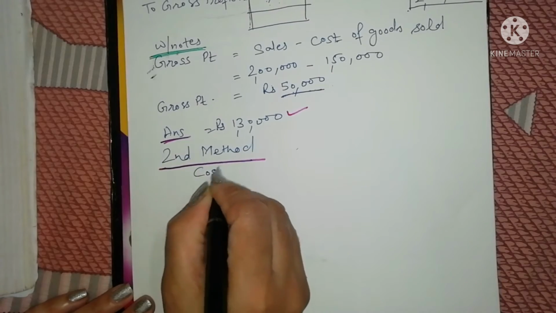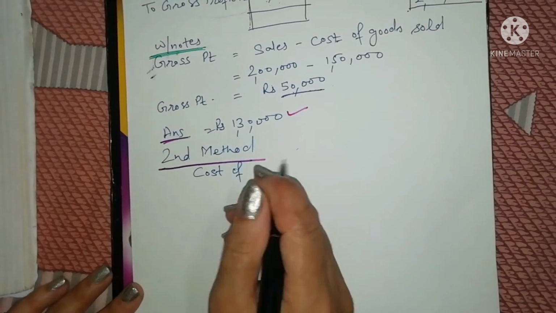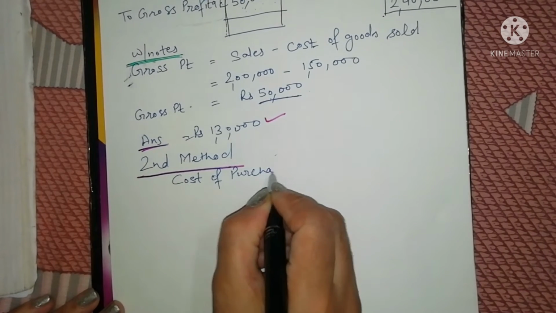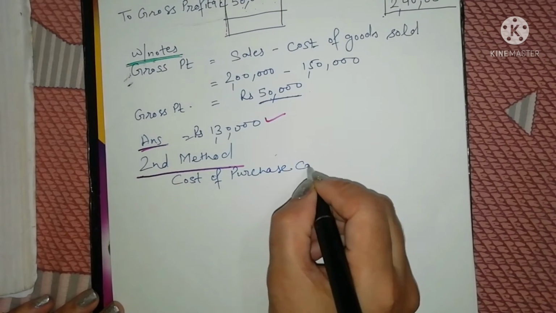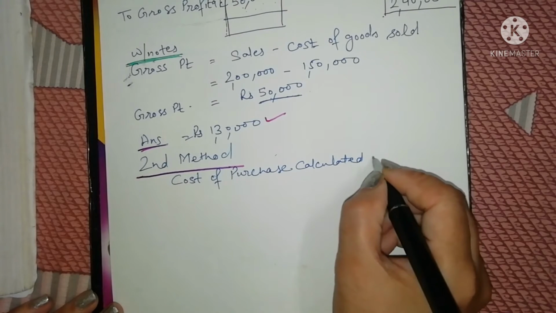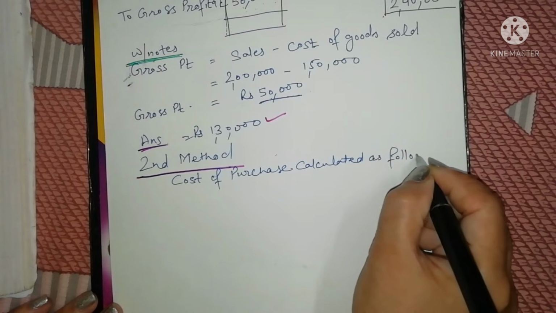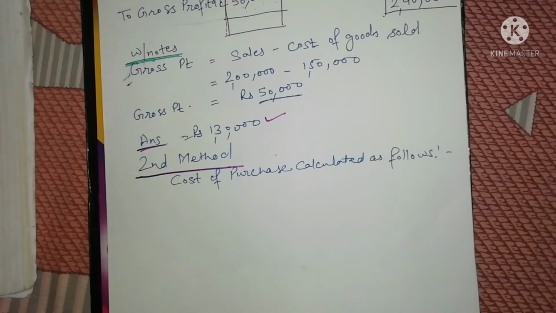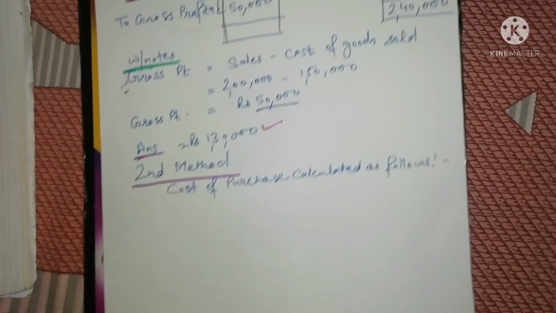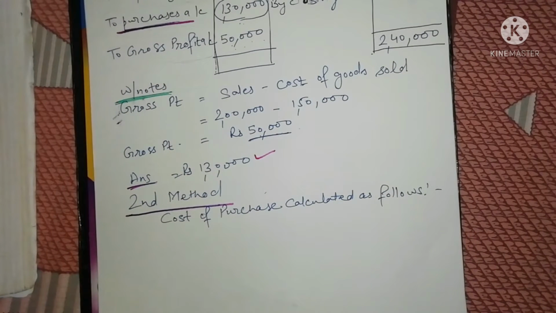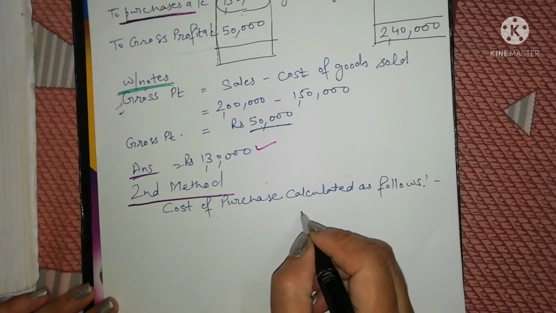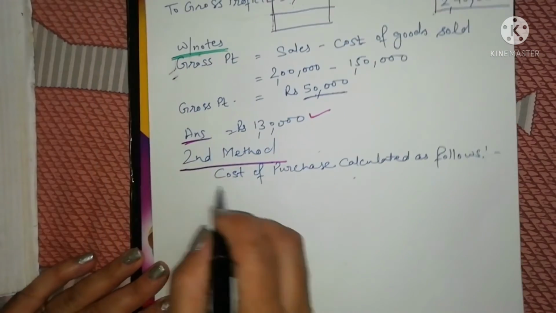Now we will solve this question by using the second method. In this second method, what we do is add up all the debit side items and subtract the credit side items. So here we will write cost of purchase calculated as follows. For calculating purchases, we need only the figures of cost of goods sold, opening stock, purchases and closing stock.